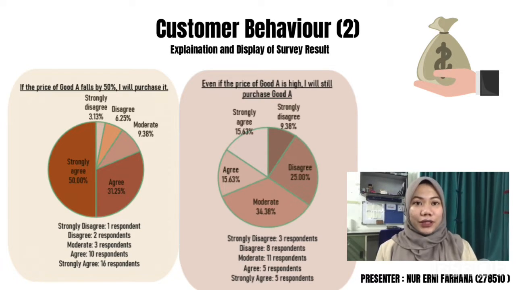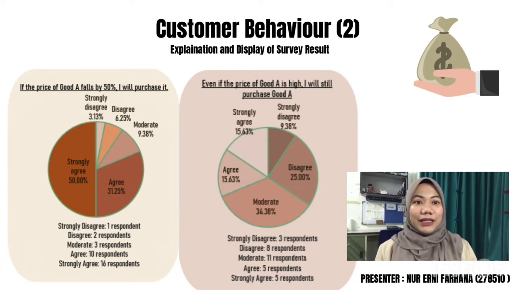I'm going to present consumer behavior part 2. This data is gained from a Google Form that was answered by 32 respondents. 5 statements are included in this part of the survey. There were 5 scales to determine respondent opinion, which are strongly disagree, disagree, moderate, agree, and strongly agree.